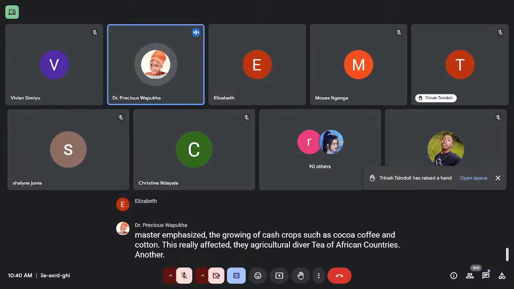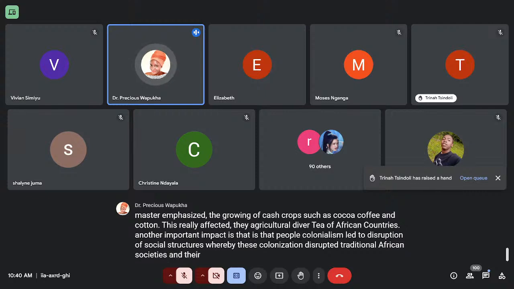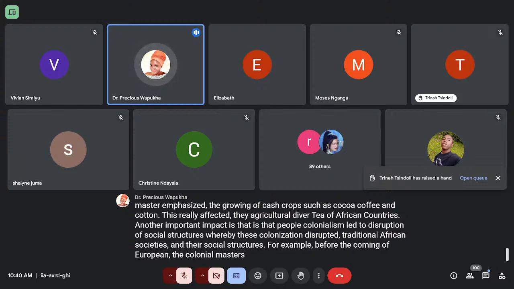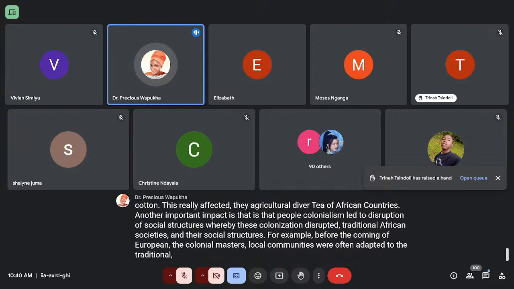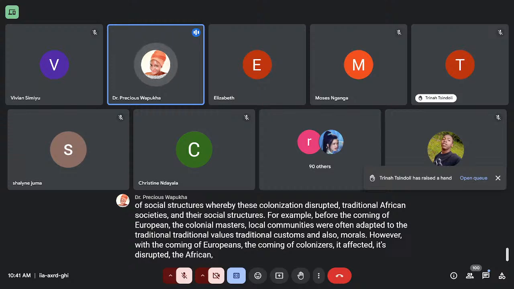Another important impact is that colonialism led to disruption of social structures, whereby colonization disrupted traditional African societies and their social structures. For example, before the coming of the colonial masters, local communities were often adapted to their traditional values, traditional customs, and also morals. However, with the coming of Europeans, the coming of colonizers, it disrupted the African traditional societies.